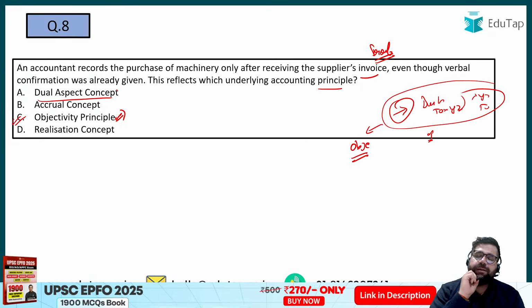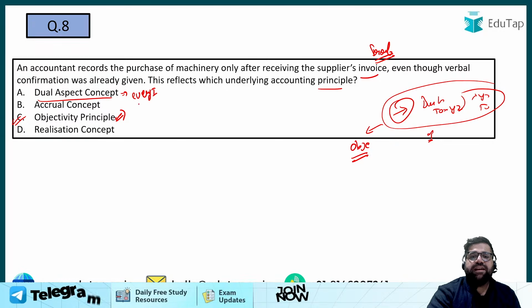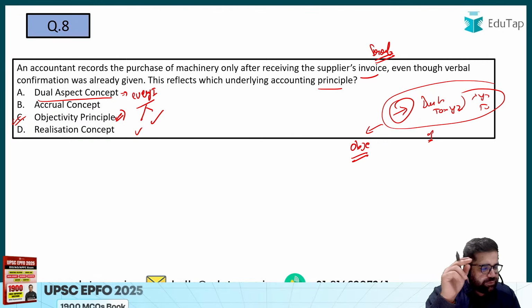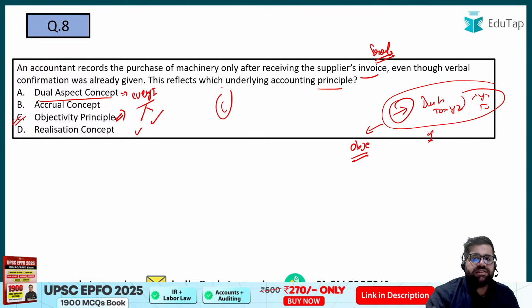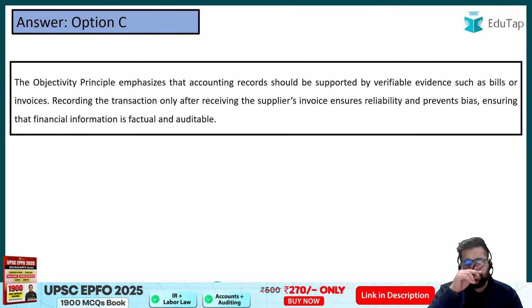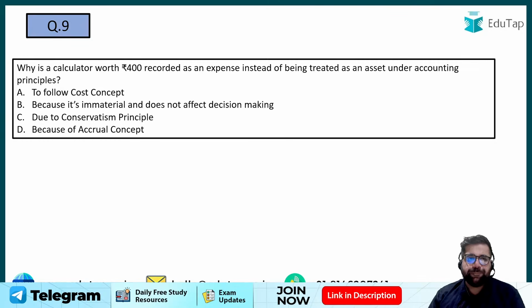Dual aspect concept, this is also very, very important. Dual aspect basically says that every transaction, whether it's big or small, will affect two accounts. It will affect how many accounts? Two accounts. One account debit, one account credit. So the answer over here will be option number C. You can read the explanation once you get the PDF of this particular class. Question number 9, my friends, come on.